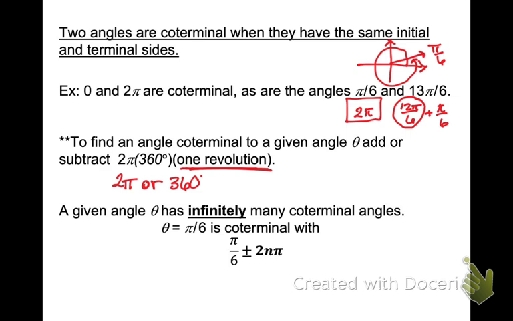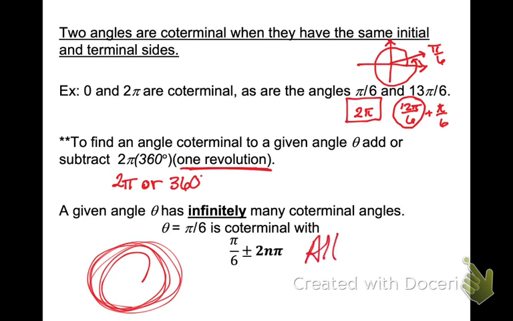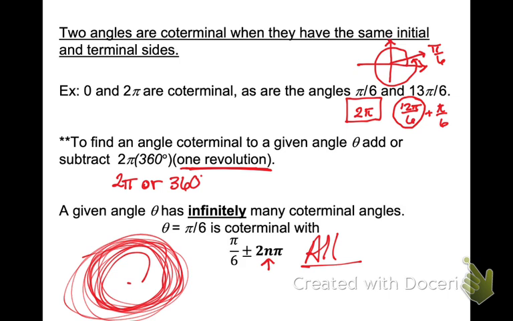A given angle theta has infinitely many. We've already talked about that because can I keep going around and around a circle? Yes. So to find every single one, all coterminal angles, all you have to do is set plus and minus 2 pi n. And what's the n tell you? How many times you go around a circle. I usually don't write it 2n pi. I write 2 pi n. I like to keep 2 pi in the same place, but does it matter? No, it's 2 times pi times n.